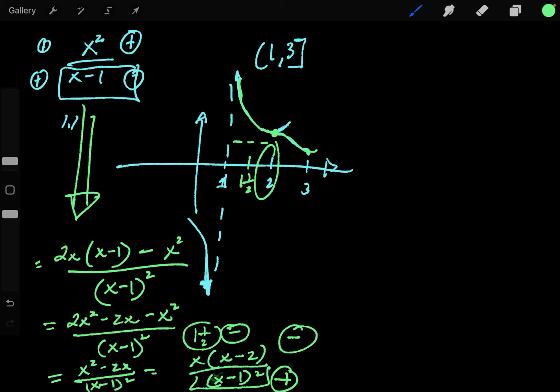Now let's go to like 2.5, right? So at 2.5, this is positive, this is positive, and then the bottom is positive. So my function is increasing here. So it looks like this, and this is a local min. So it's a good thing I went through this. This is a local min. And then now it increases all the way till 3.